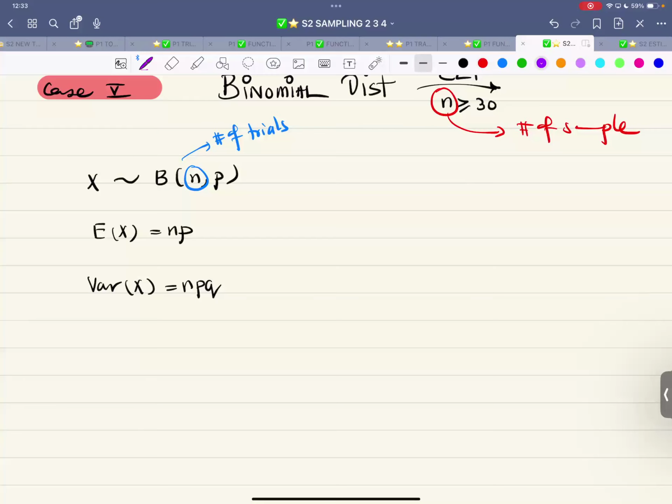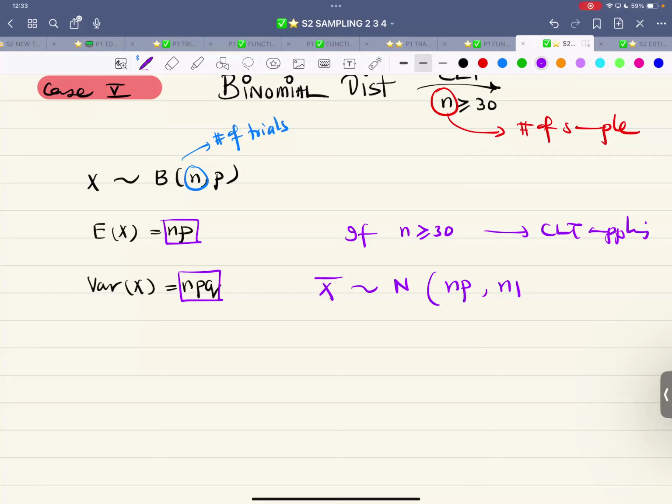So now what we will do is that we will take the NP from here. We will take the NPQ from here. And if N is greater than or equal to 30, then we will say CLT applies. And we will write X bar follows a normal distribution NP comma NPQ divided by this N, which is the number of samples. So do not mix up the two.